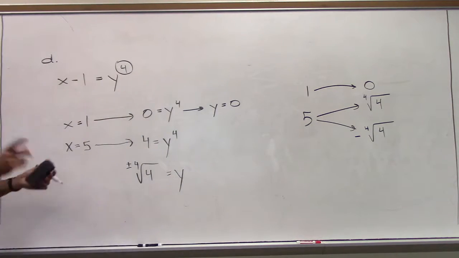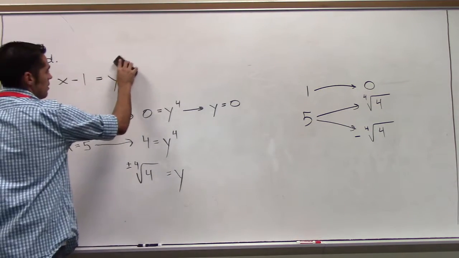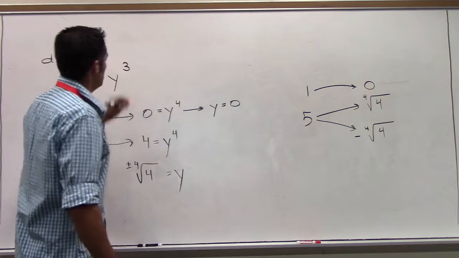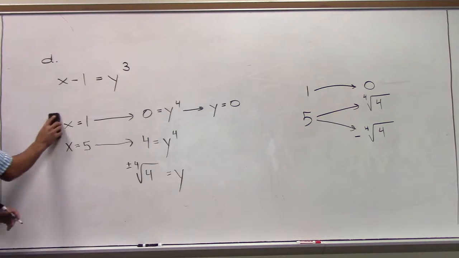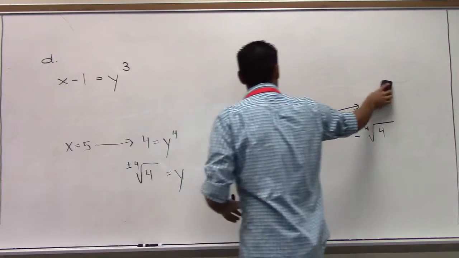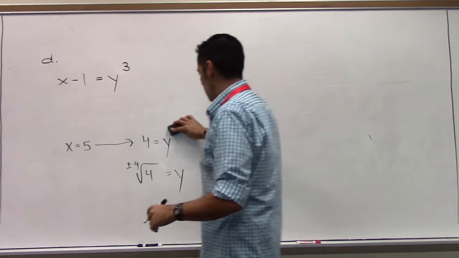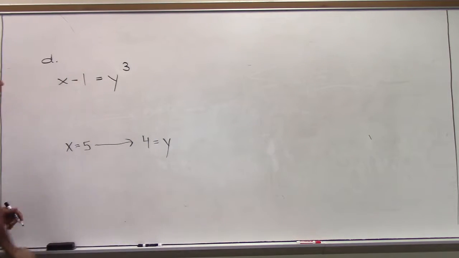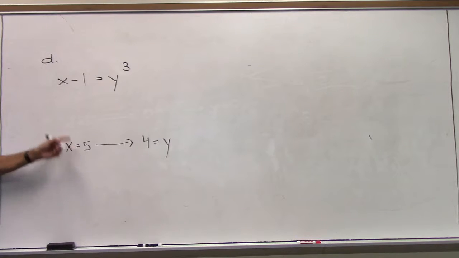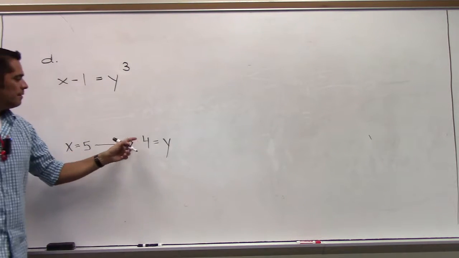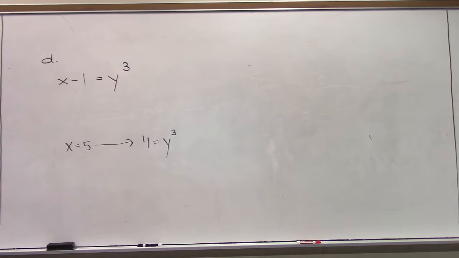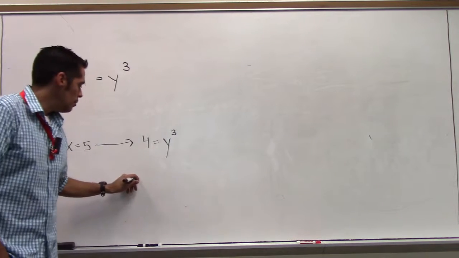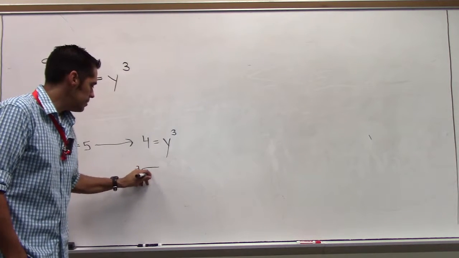Now, it's not up here, but let me ask you, what if this was a 3? And let's get rid of the 1, because that one would give us pretty much the same result. Plug in 5 again. 5 minus 1 is 4. 4 would be equal to y cubed, right? To get y by itself, you would do what on both sides? Cube root, right? And when I do cube root, do I have to do plus or minus?